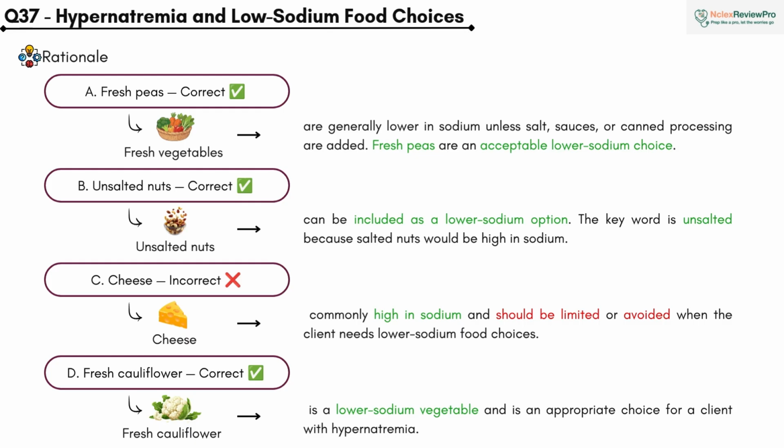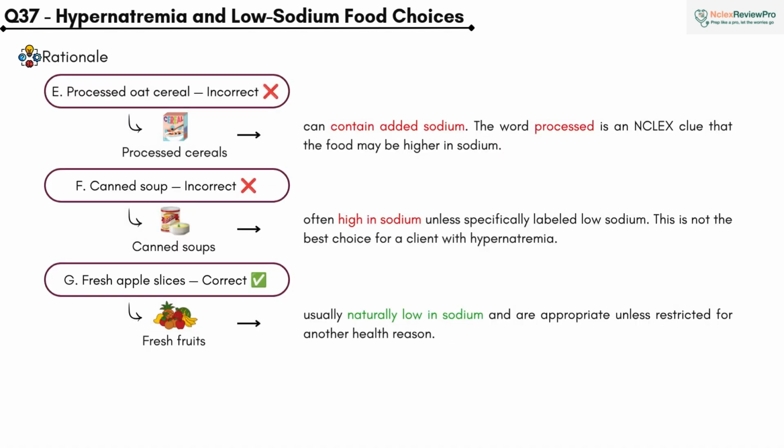Option D is correct. Fresh cauliflower is a lower sodium vegetable and is an appropriate choice for this client. Option E is incorrect. Processed oat cereal can contain added sodium. The word processed is an NCLEX clue that the food may be higher in sodium. Option F is incorrect. Canned soup is often high in sodium unless it is specifically labeled low sodium. In this question, canned soup is not the best choice.